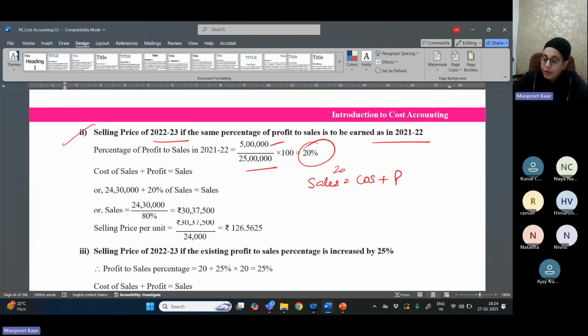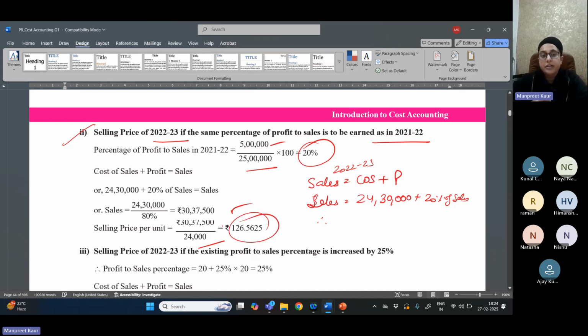Sales in the year 22-23, we have to calculate. Cost of sales is 24,30,000 plus desired profit, that is 20% of sales. Therefore, we get sales is 30,37,500, and we divide it by 24,000 units. That is the selling price per unit. We will get the desired selling price.